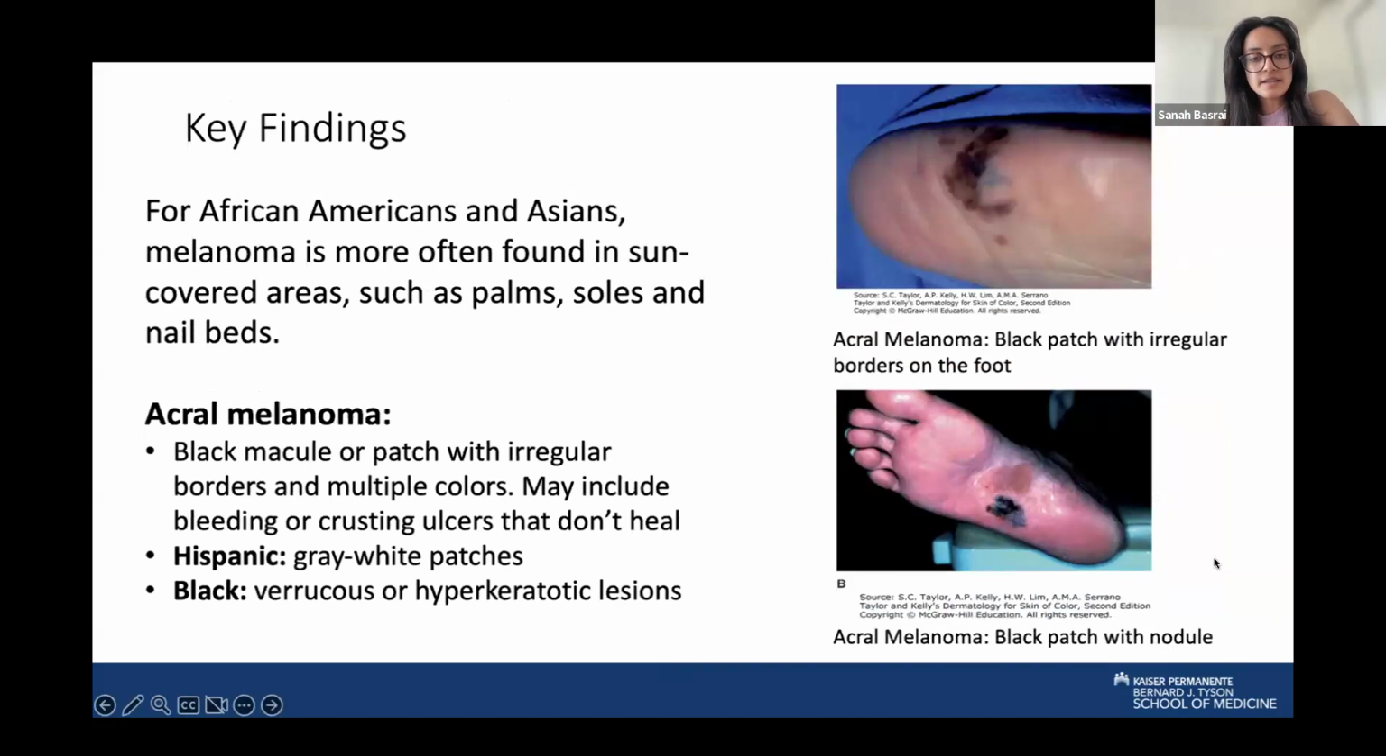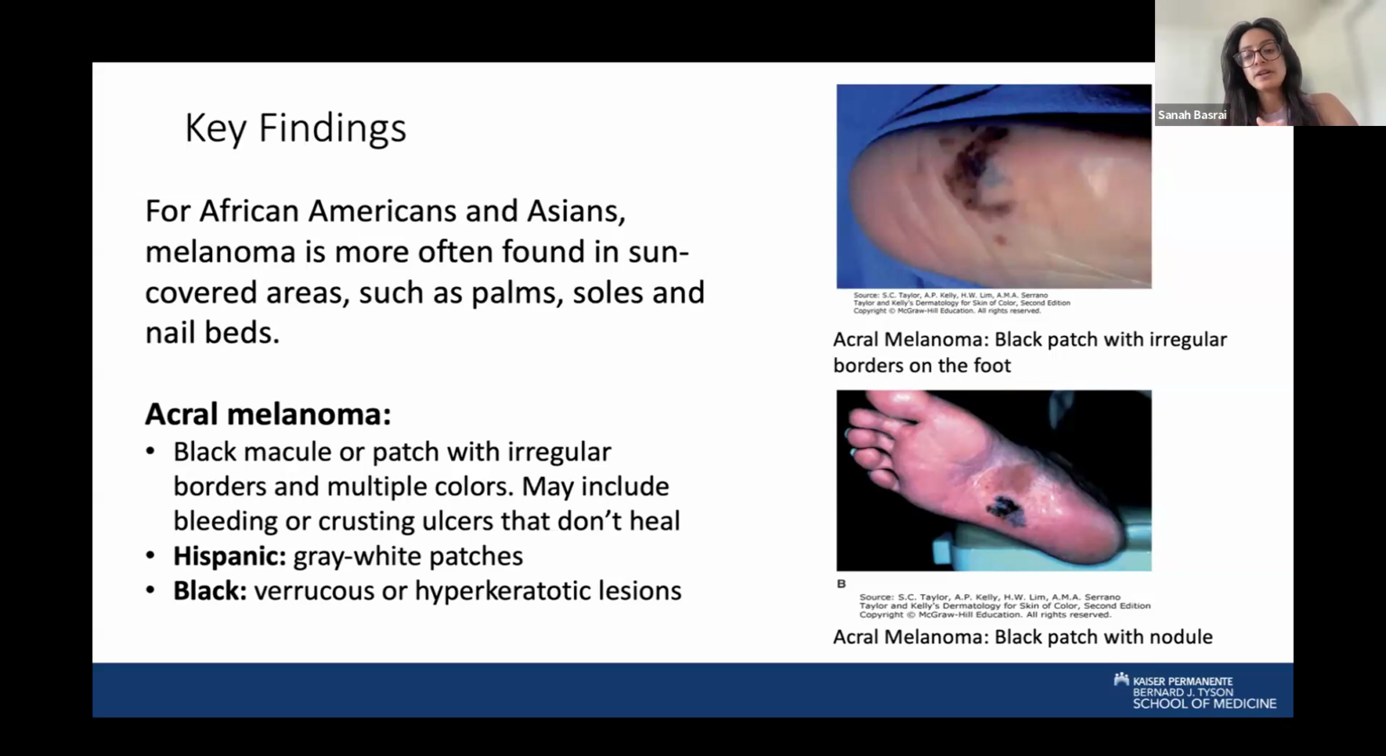So the key finding, an important point to remember, is that if you have a patient who is skin of color, African American or Asian, what we usually see is that melanoma tends to present on areas that are not exposed to the sun. So that includes the palms, the soles, the nail beds, and the type of melanoma that we usually see in these populations is called acral lentiginous melanoma.